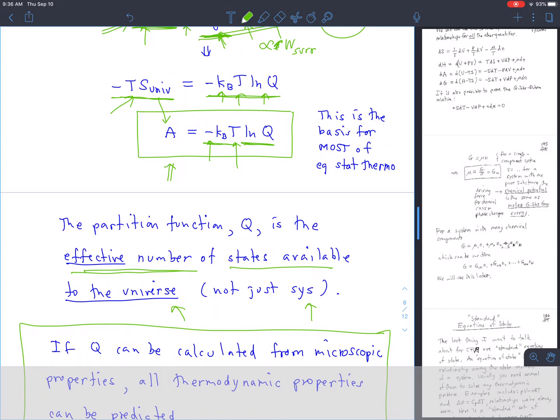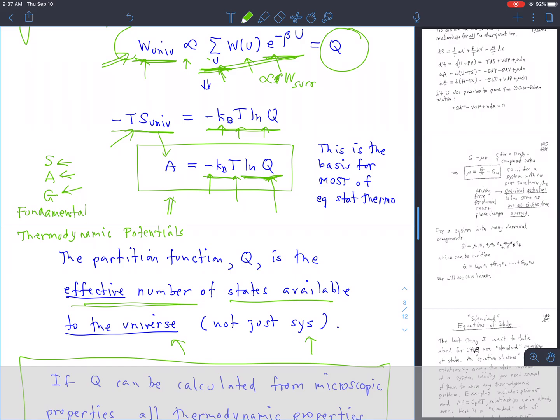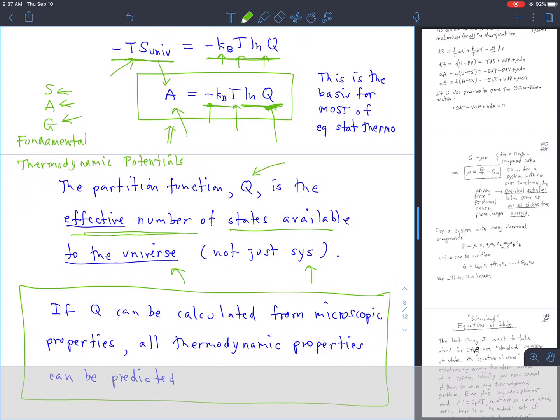We won't talk about this too much in this class, but Helmholtz free energy, entropy, and Gibbs free energy are all fundamental thermodynamic potentials. If you know S or A or G as a function of their natural variables, and we'll talk about that a little bit more further down, then you can predict every possible thermodynamic property for the system in question. And what this is saying is that if I know the partition function for the system in question, then I can get A. Therefore, knowing the partition function is equivalent to knowing all the possible thermodynamic properties of the system.